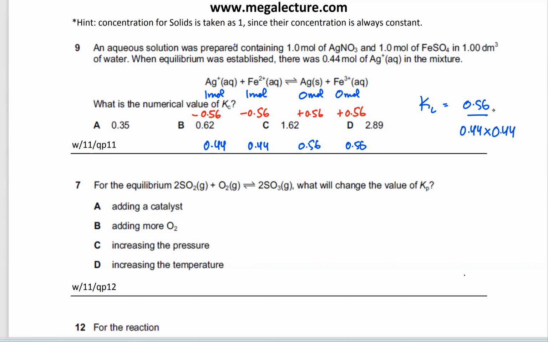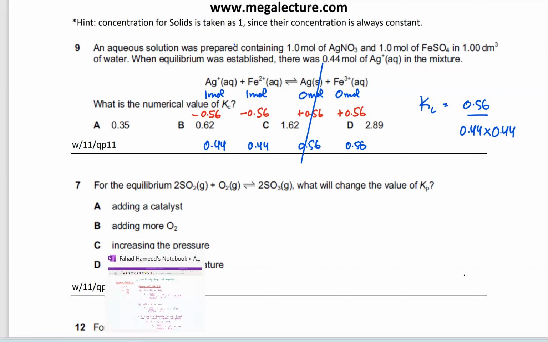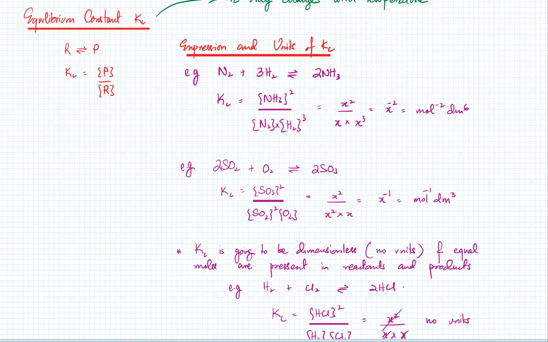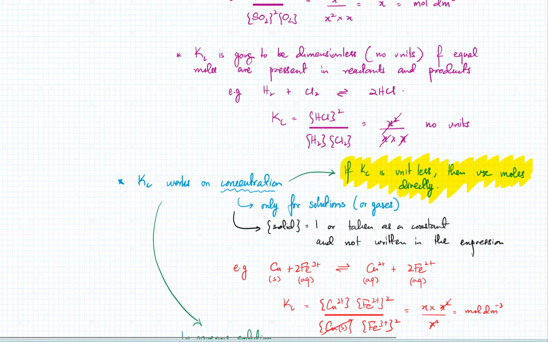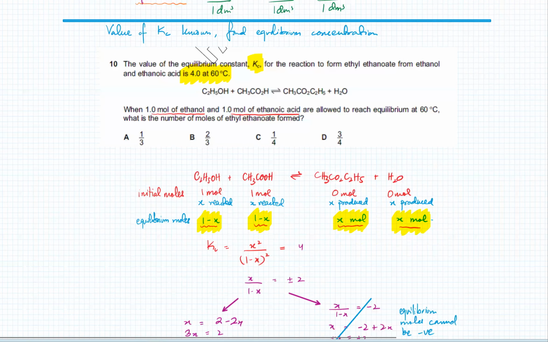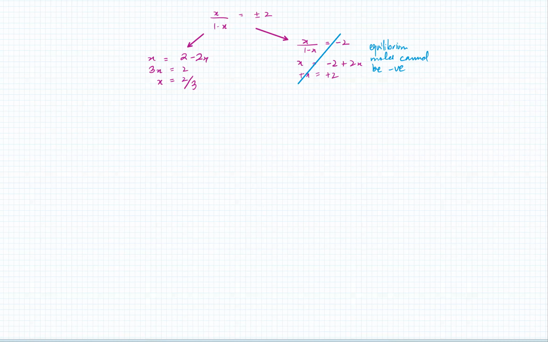So let's switch to Kp now. I said, remember, in A2 you're going to get Kc questions as well as Kp questions. Just remember that A2 equilibria is not going to be focused on AS, but you might get the same type of questions that you got in AS as well.